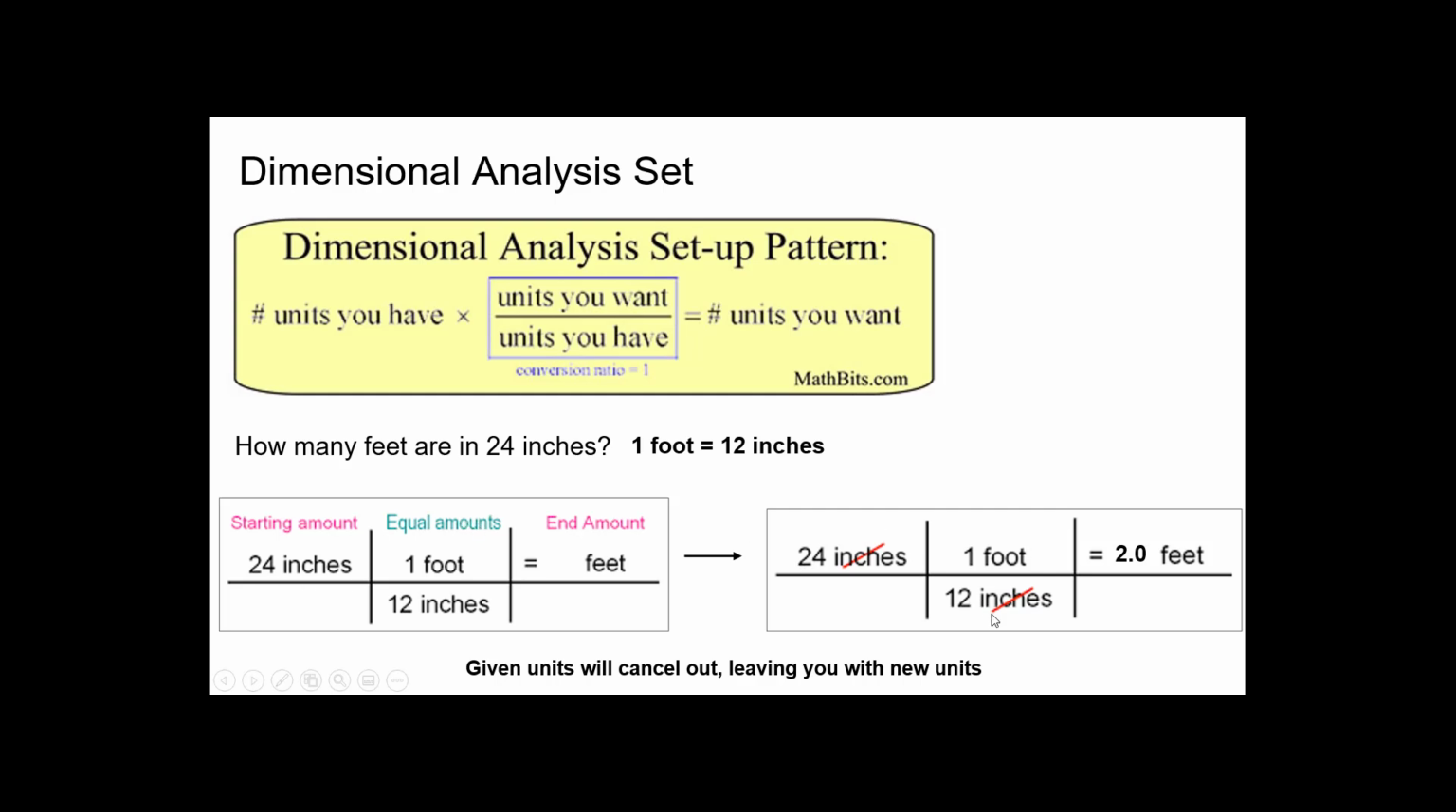24 times 1 divided by 12 is 2 feet. However, we need to make sure that the units also carry over. So the inches here and inches here cancel out. It leaves us with foot, but plural is feet. 2 feet. We have 2 sig figs here, 2 sig figs here.